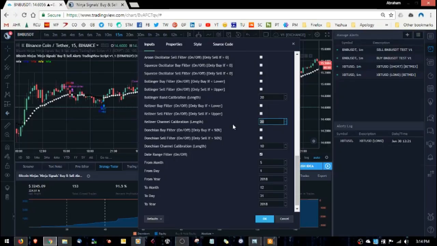Again, you can adjust the length of the Keltner channel. You could add that to your chart as a separate indicator, test out different lengths to see how it looks visually, and then plug that number in here. 10, 5, 50, different lengths as much as you want.